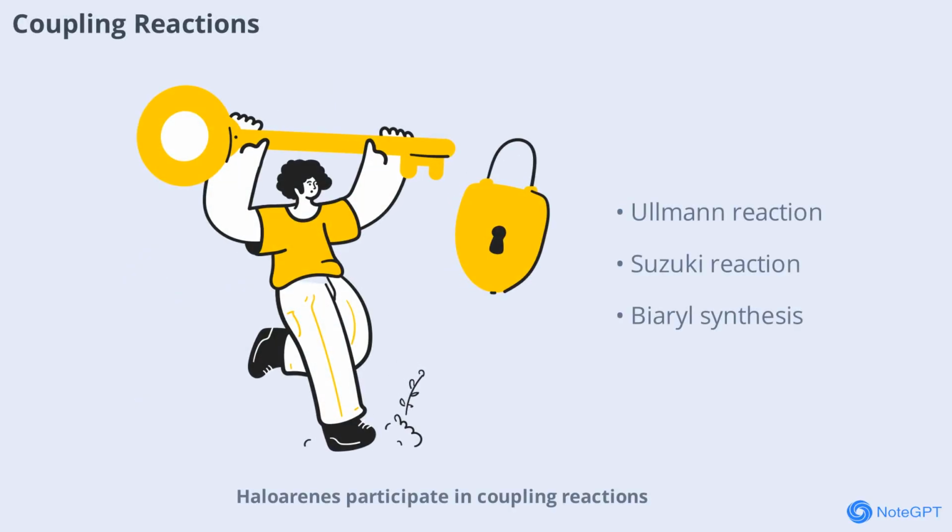Haloarenes participate in coupling reactions such as the Ullmann and Suzuki reactions to form biaryl compounds. These reactions are important in the synthesis of complex organic molecules, including pharmaceuticals and advanced materials. The ability to form carbon-carbon bonds through coupling reactions highlights the versatility of haloarenes in organic synthesis.